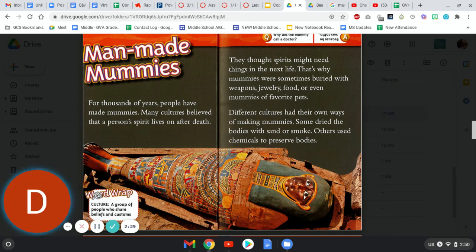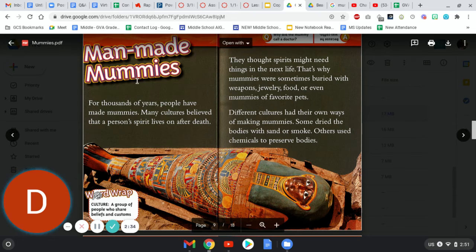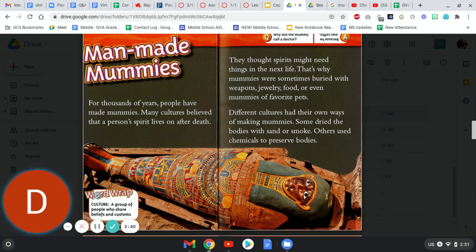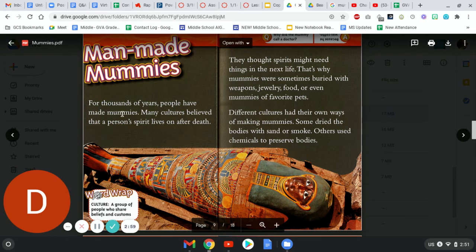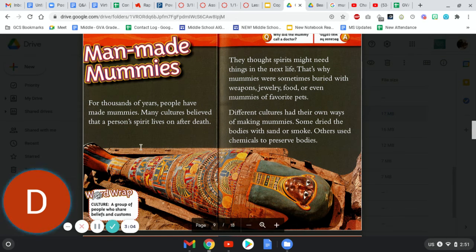So when we want to come up with the main idea, first we want to look at the headings. Now in this case, the heading is man-made mummies. So I need to think. Remember, we talked about earlier that they mentioned there were two types of mummies, man-made and those that are made through nature. Okay, so we're also going to read the first sentence or two. For thousands of years, people have made mummies. Okay, man-made mummies, mummies. And then we're also going to look at another text feature here, which is going to be the photo or illustration.